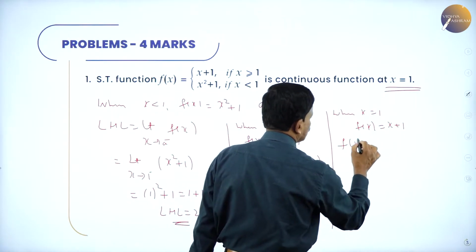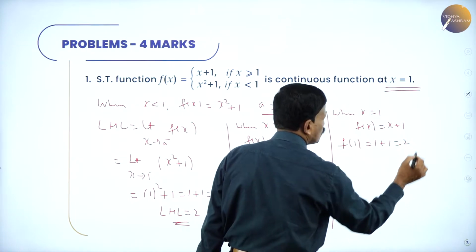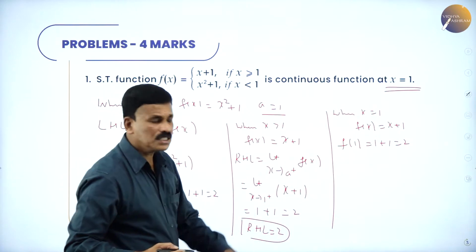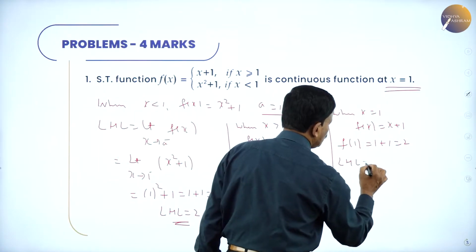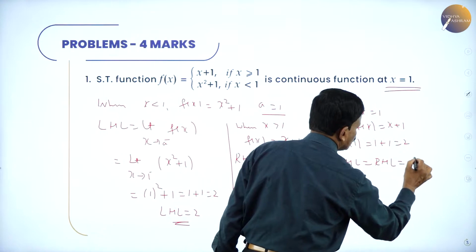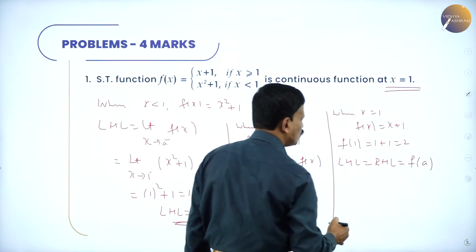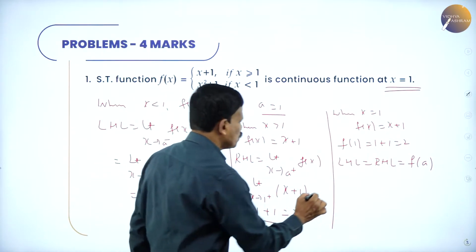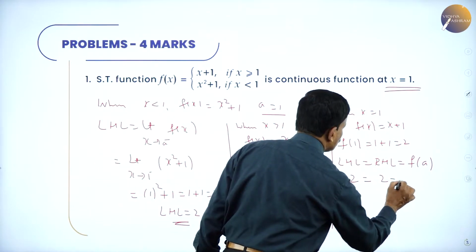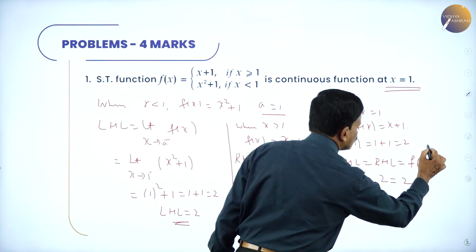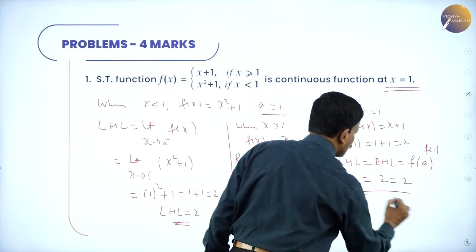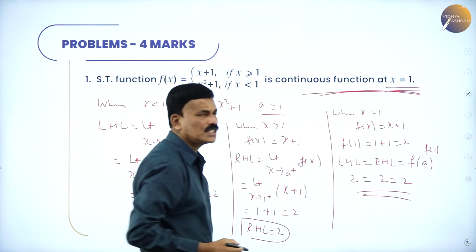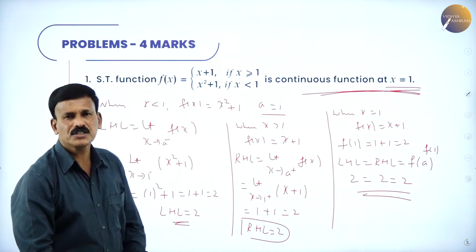Now, f of 1 is 1 plus 1, which is equal to 2. So, what do you say? Left hand limit is 2, right hand limit is 2, and the functional value is also 2. Left hand limit is equal to right hand limit is equal to functional value. That is, f of 1 is also equal to 2. Therefore, f of x is said to be a continuous function. f of x is continuous at x equal to 1.